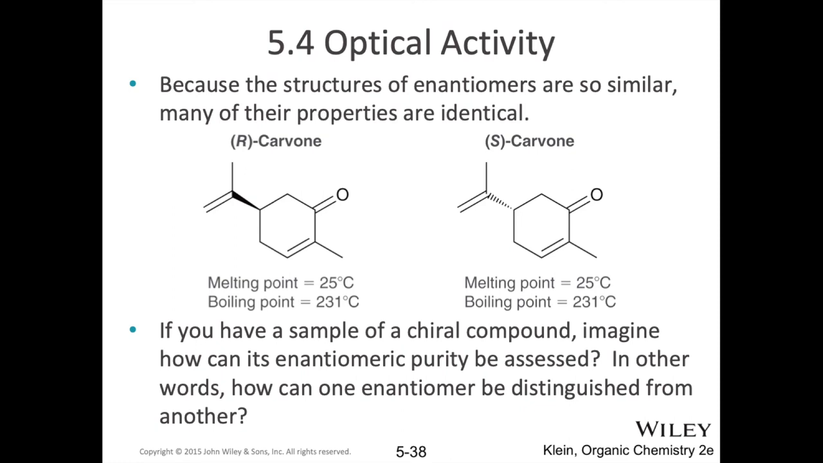Okay, so if you want to identify something based on its melting point, like we do in lab, if you take a sample of carvone and get a melting point of 25, we're like, great, is that R or S carvone? They're both 25 degrees Celsius. The melting point doesn't tell you anything. So that can be a problem when it comes to enantiomers. Okay, so we've got to think about other ways we can distinguish them.